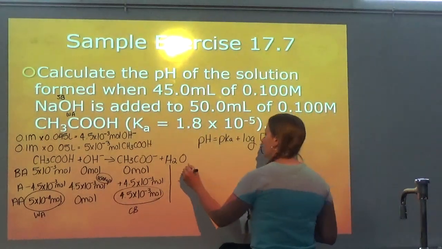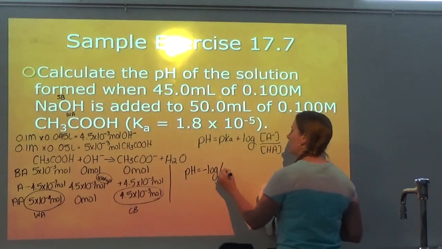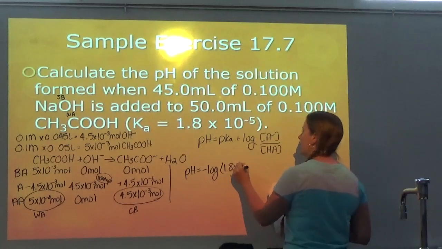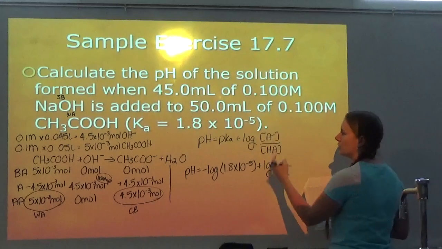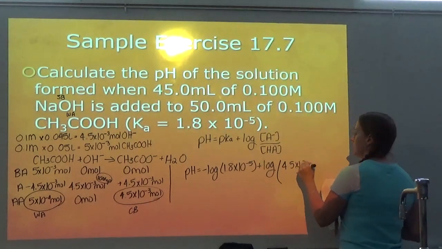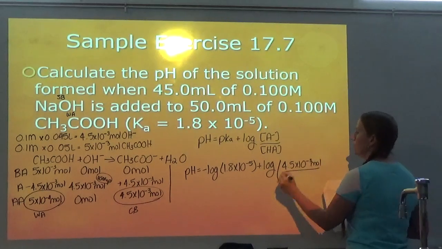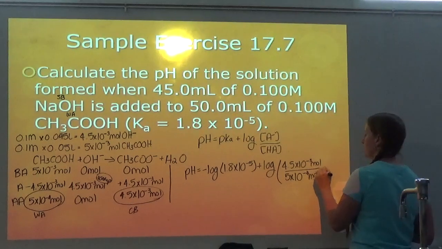Okay, so I say, all right, well, pH is, remember, P just means negative log. So negative log of my Ka, which is 1.8 times 10 to the negative 5, plus log of my conjugate base, which is 4.5 times 10 to the negative 3 moles, over my acid, which is 5 times 10 to the negative 4 moles.